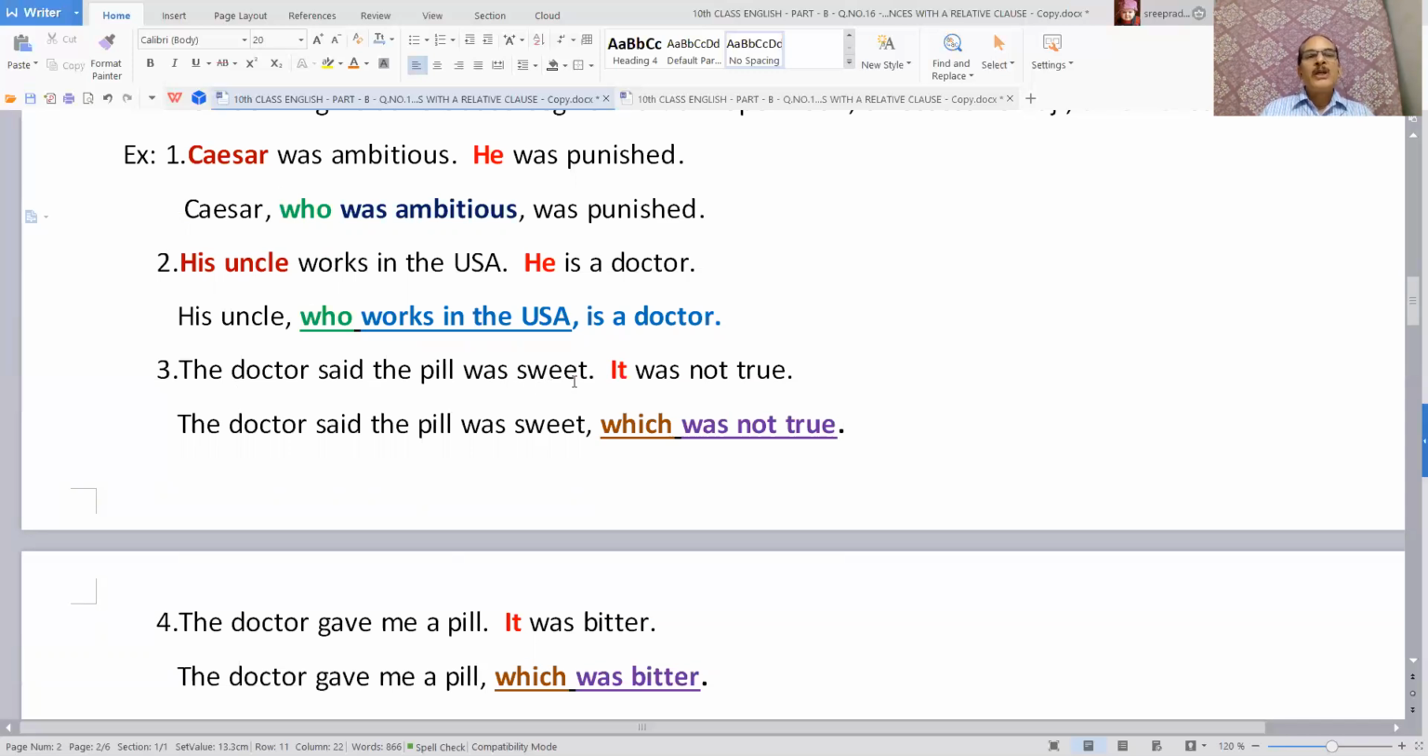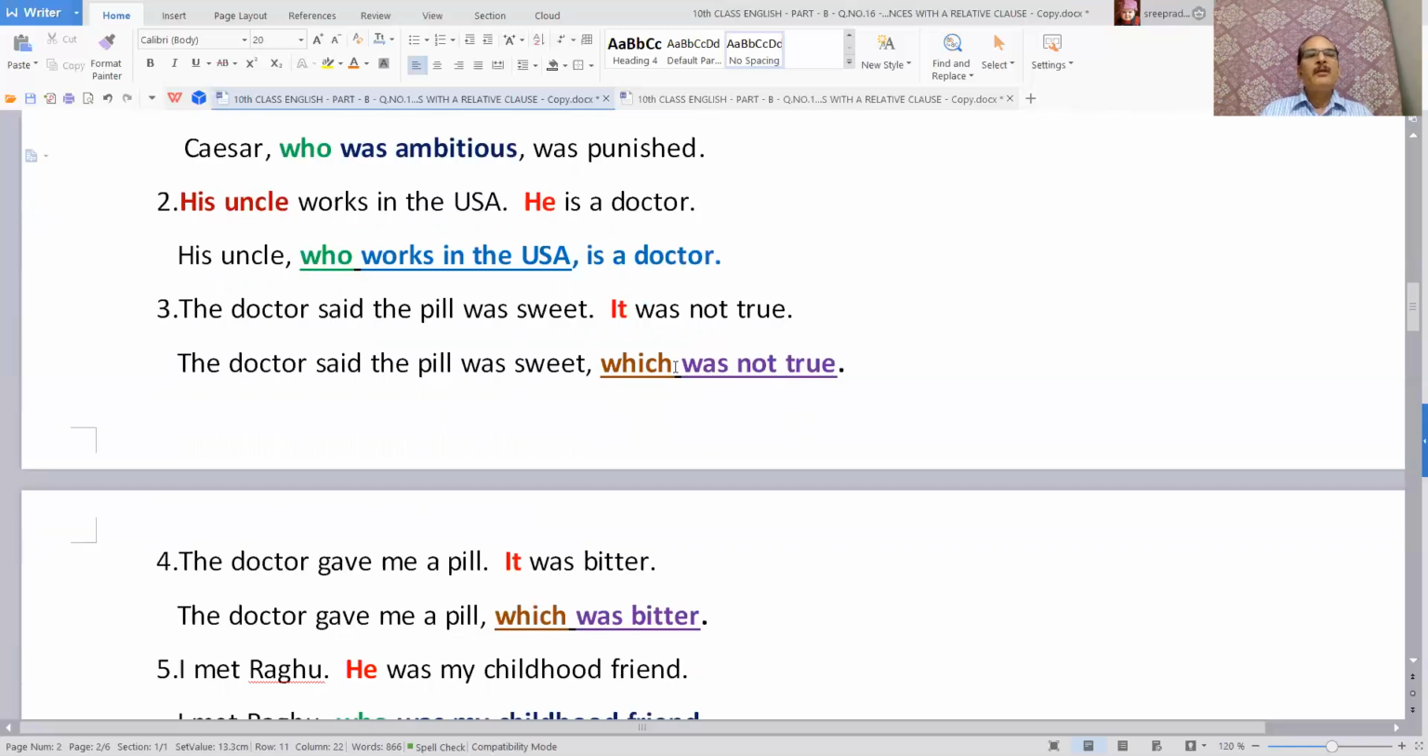So this must be kept in a non-defining relative clause form only. The doctor said the pill was sweet. This sentence is independent of its meaning. It does not depend on any other part or any other clause. This sentence, the doctor said the pill was sweet, is independent. So that's why we put a comma, and in place of "it" we use "which was not true." "Which was not true" is a non-defining relative clause, and it just adds extra information about what the doctor said about the pill.